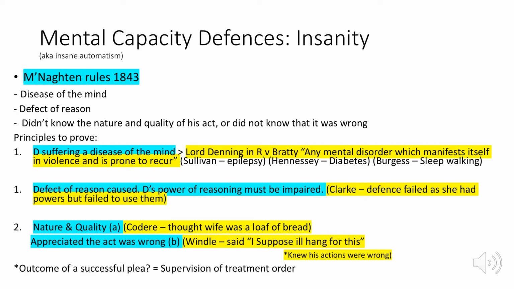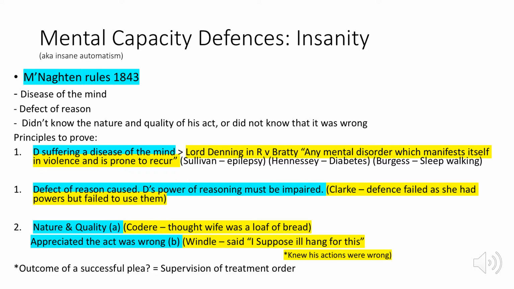Next up is insanity, aka insane automatism. This is sourced from the McNaughton Rules, 1843. You must have a disease of the mind, a defect of reason, and D must not have known the nature and quality of his act, or did not know that it was wrong. So the principles to prove are that D was suffering a disease of the mind. Lord Denning in R v Bratty said any mental disorder which manifests itself in violence and is prone to recur is a disease of the mind. Some of the case examples are Sullivan, Hennessy, and Burgess.